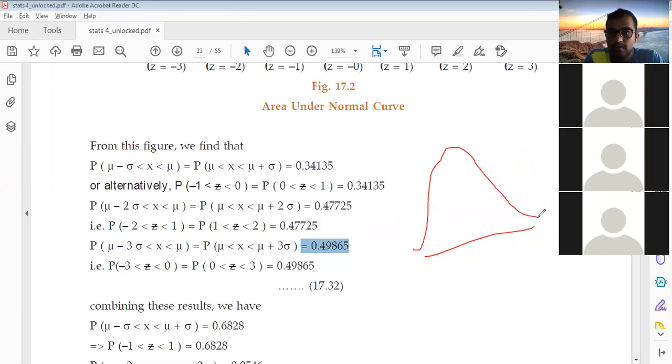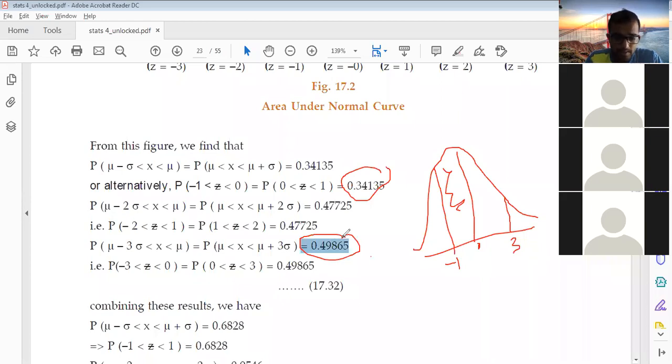Or imagine here they have given you from minus 1 to 3. You should know: 0 to 1 is how much, sir? 0 to 1 is 0.34135. 0 to 3 is this one, sir, 0.49865. I will add it to 0.34135. That is 0.84 for this area.